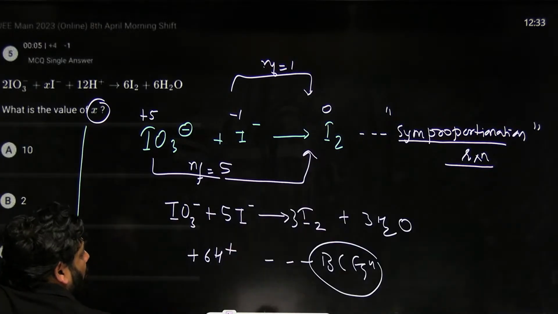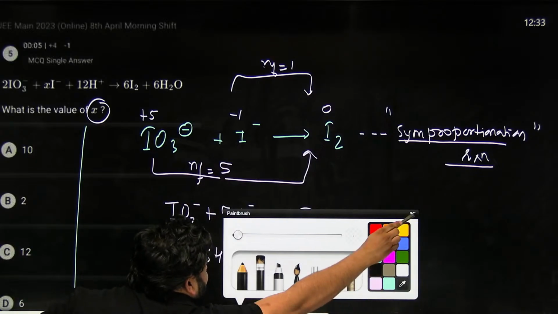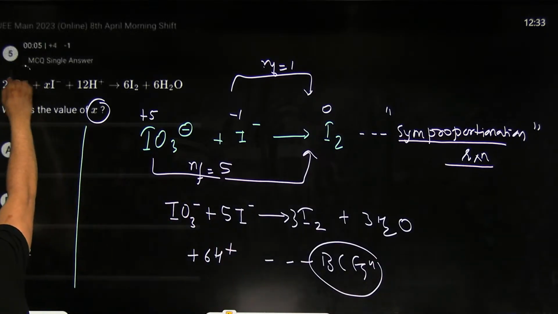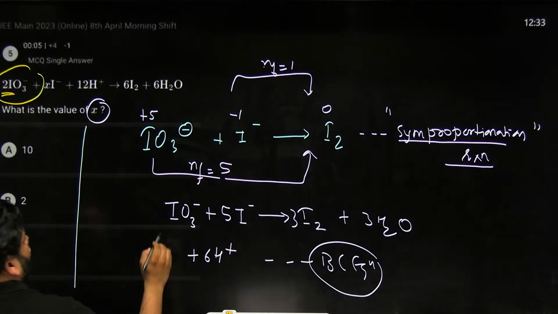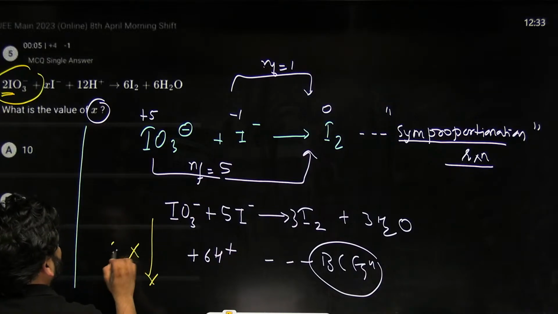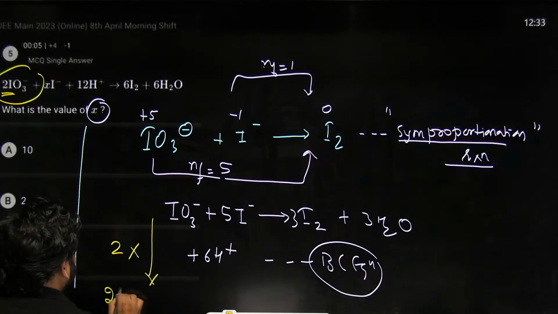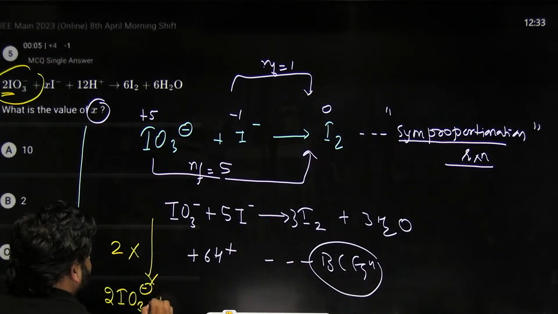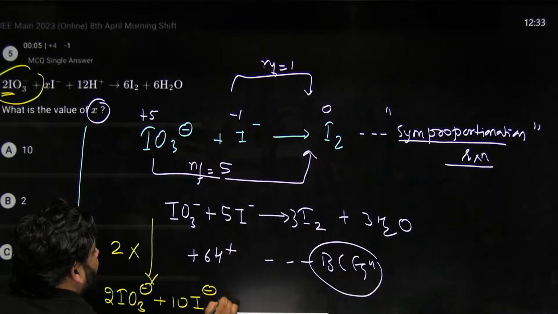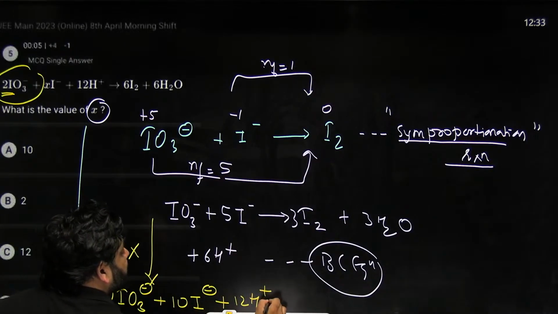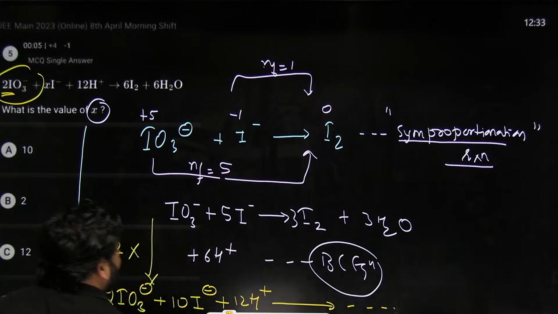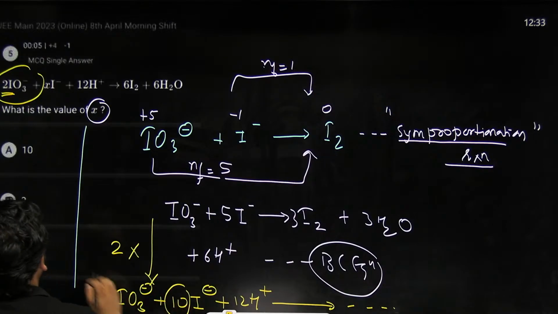Okay. So guys, now look at the question. How many iodide is given? 2. So if you multiply this whole reaction by 2, then it will become 2 times iodate, 10 times iodide, 12 times H positive, and so on. So the correct answer should be 10.